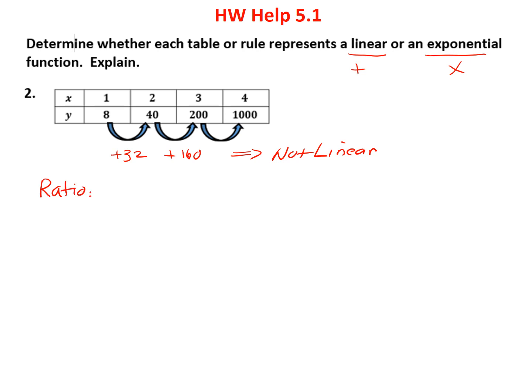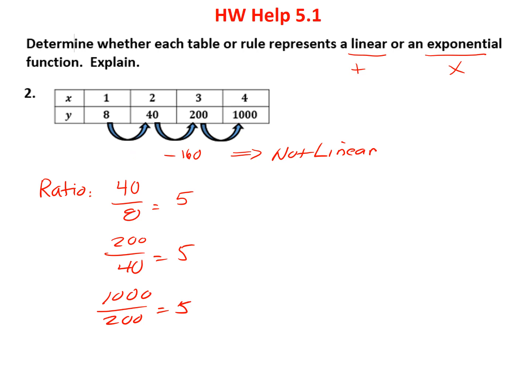So let's check the ratio. My ratio between the first two is 40 over 8. 8 goes into 40 5 times. My ratio in the second one, 200 over 40, which is again 5. And then lastly, 1,000 over 200, which is 5. In other words, what's really happening here is I am not adding. I am actually multiplying by 5. That's my common ratio.